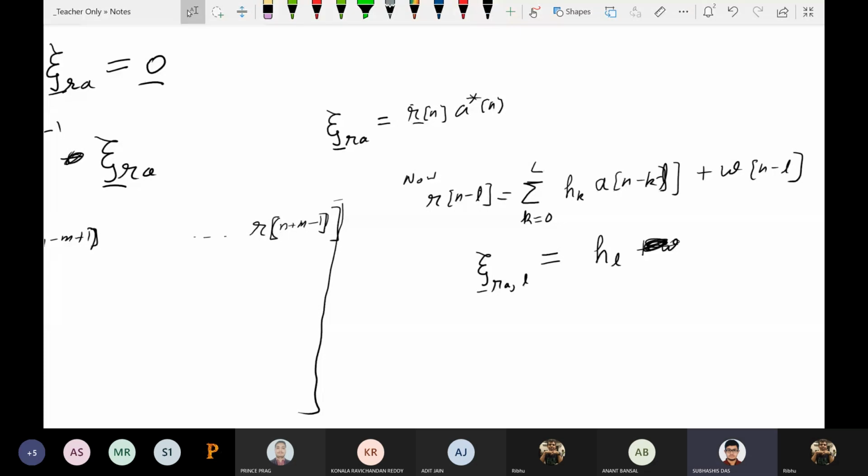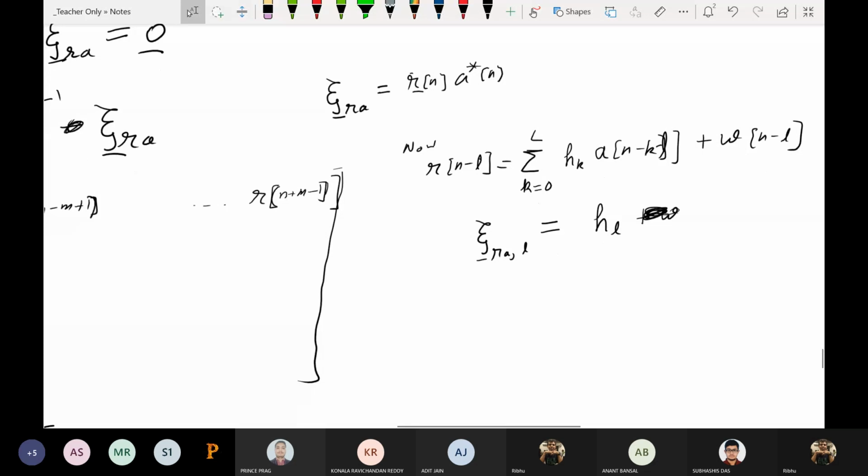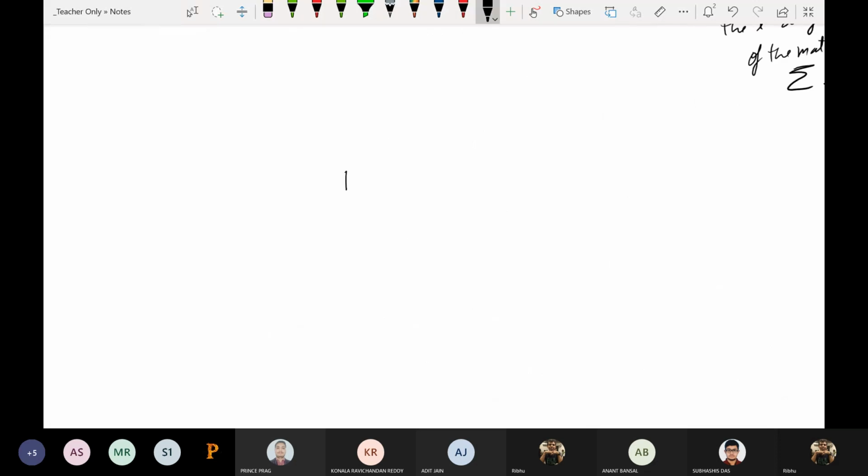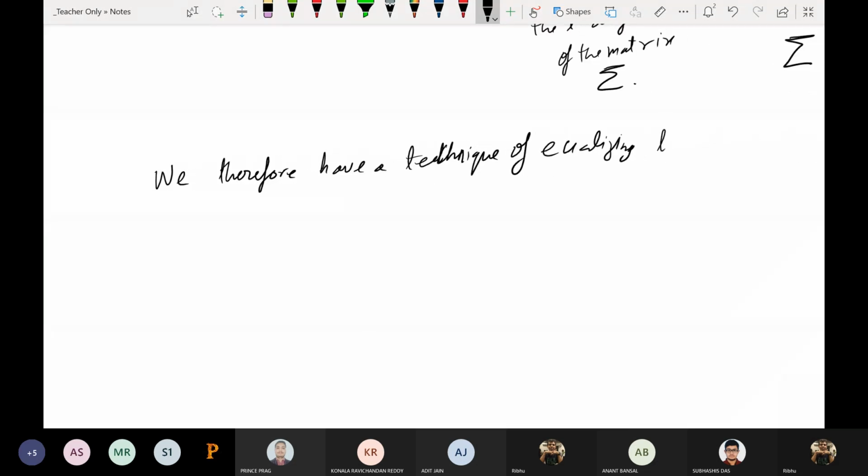Agreed? Yes, sir. So now what we have done is we therefore have a technique of equalizing the symbols when that results in a minimum mean squared error. Fine.